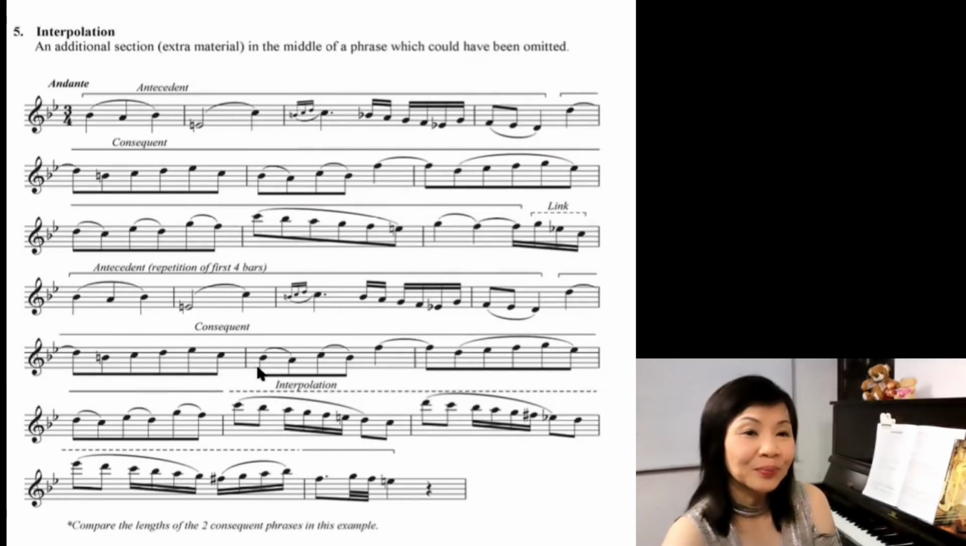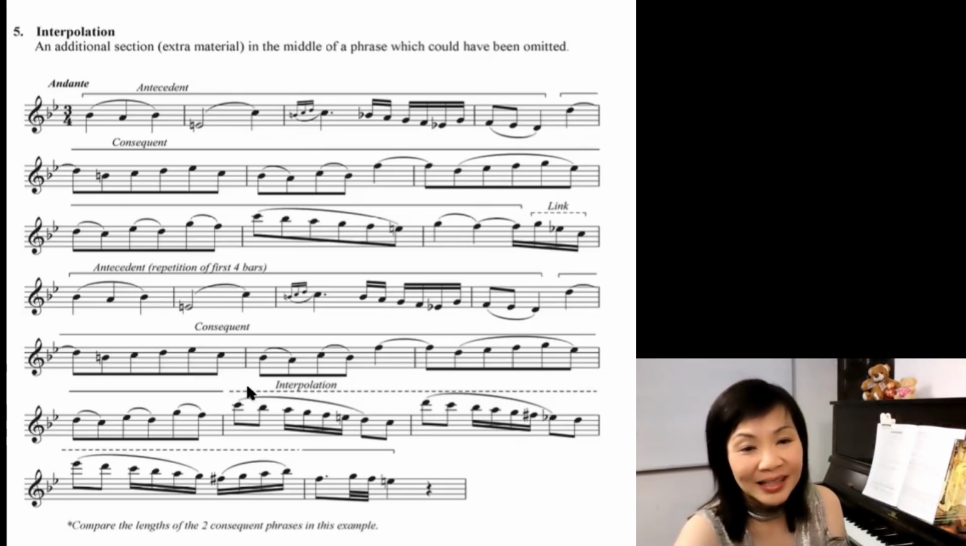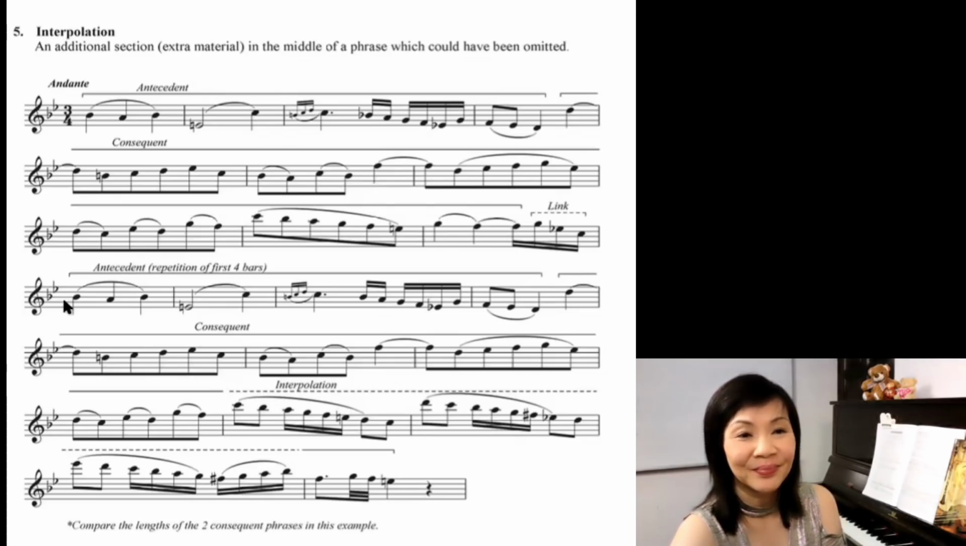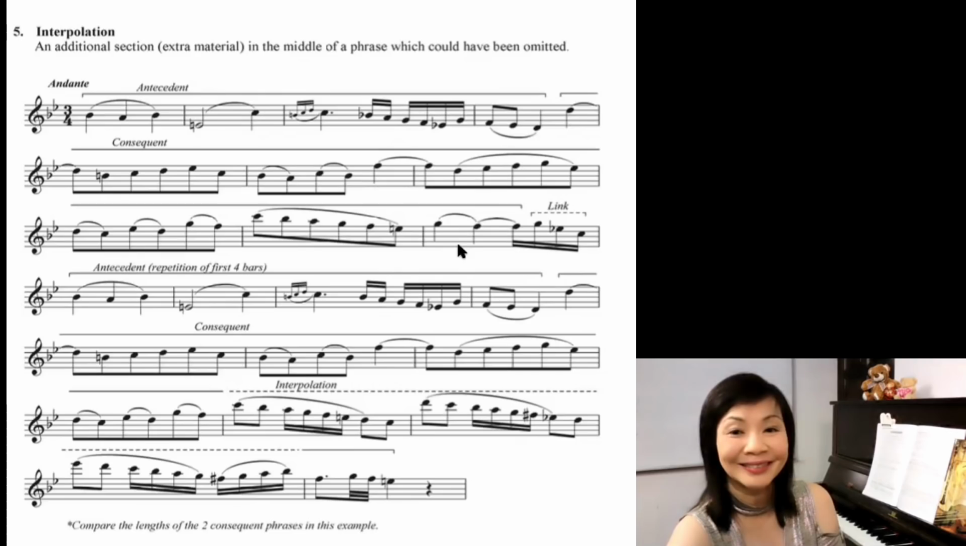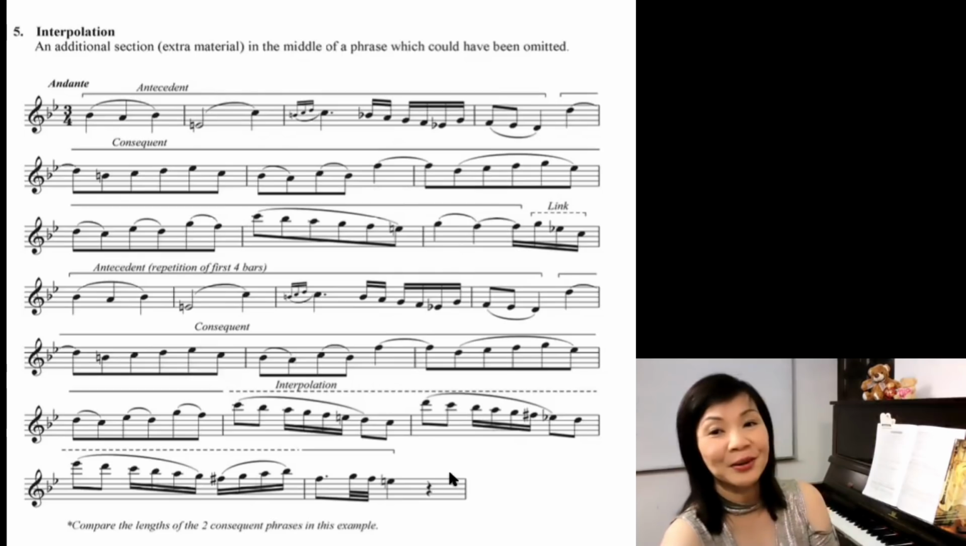In this example, it is a long melody by Mozart. Here we can see an interpolation of 3 bars. The melody started with an antecedent phrase, which is 4 bars, responded by a consequent phrase of 6 bars. With a link, the antecedent phrase is repeated. Thereafter, the consequent phrase consists of an interpolation which extends it by another 3 bars.